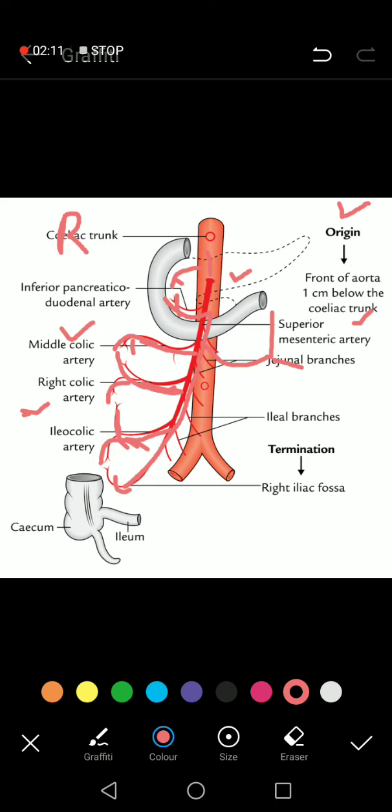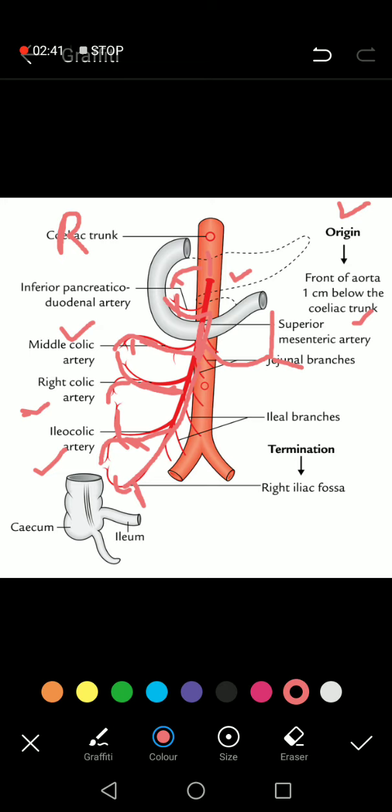I did not tell you one important thing about the superior mesenteric artery. After crossing the third part of the duodenum, it will run in the root of the mesentery towards the right iliac fossa. Its termination is there in the right iliac fossa, and it travels there in the root of mesentery. Next is about the terminal branch, or the inferior branch of the iliocolic artery.